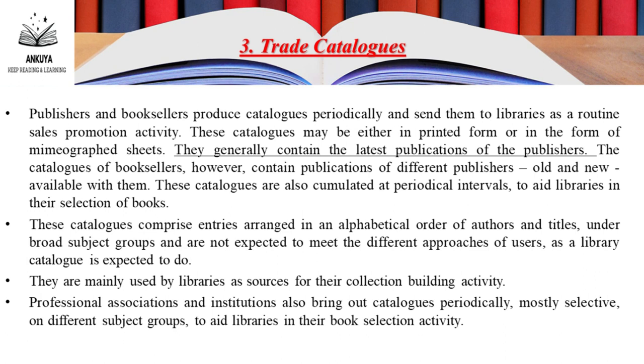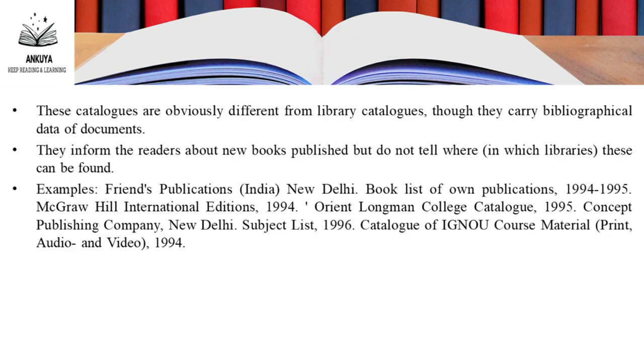These catalogs comprise entries arranged in an alphabetical order of authors and titles, under broad subject groups, and are not expected to meet the different approaches of users, as a library catalog is expected to do. They are mainly used by libraries as sources for their collection building activity. Professional associations and institutions also bring out catalogs periodically, mostly selective, on different subject groups, to aid libraries in their book selection activity. These catalogs are obviously different from library catalogs, though they carry bibliographical data of documents. They inform the readers about new books published but do not tell where, in which libraries, these can be found.